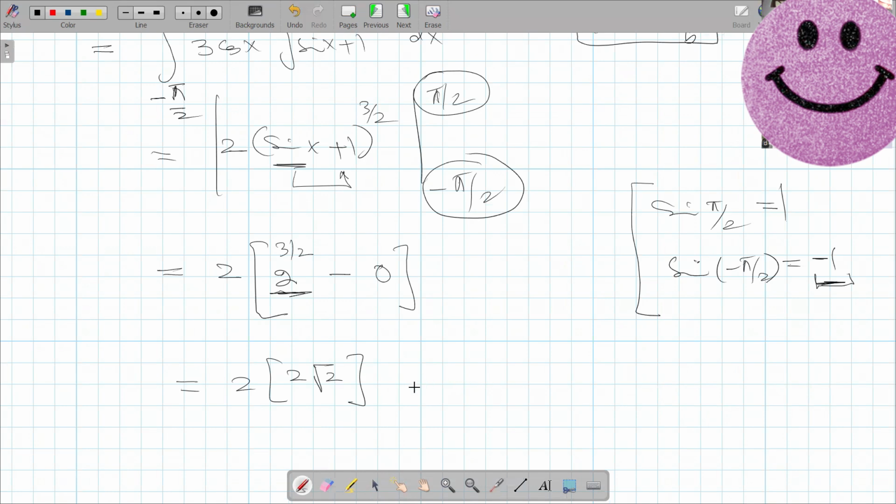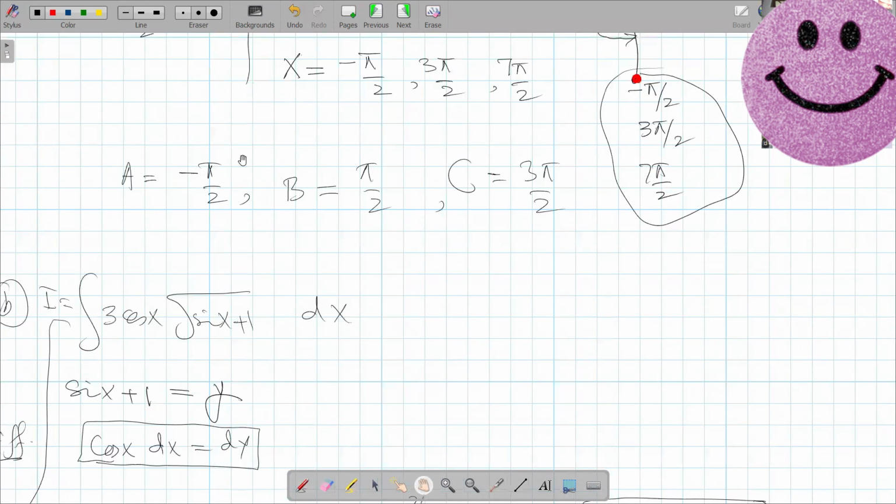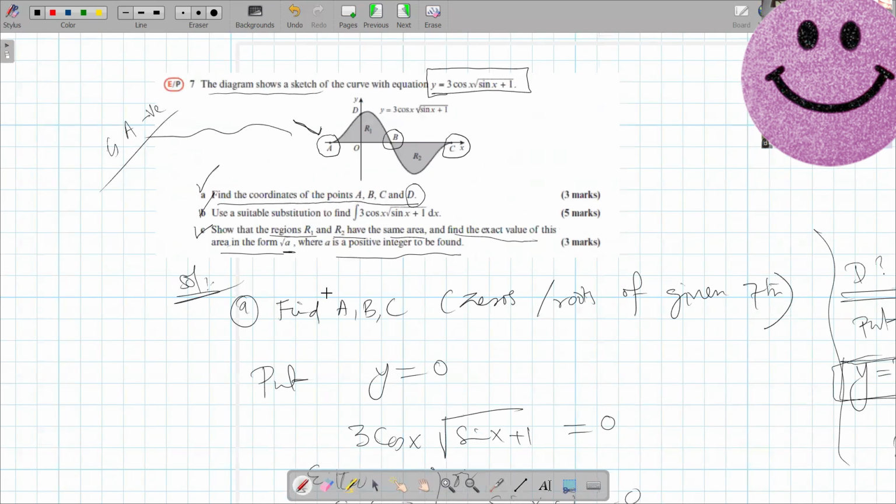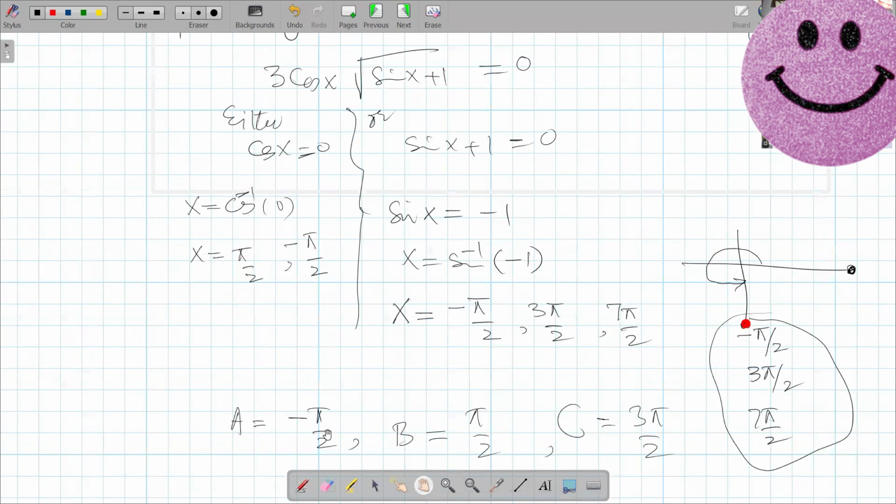So the answer is 4 square root 2. This is the required area of the region R1. Do you have any questions? No, that's fine. So let's look at the question. He is asking us to express the area as square root of A. So can we express it as square root of A?